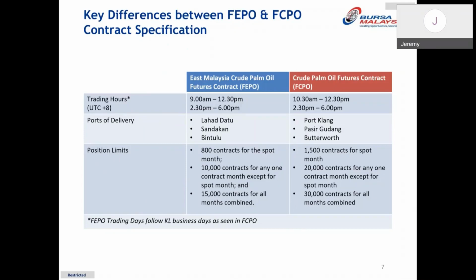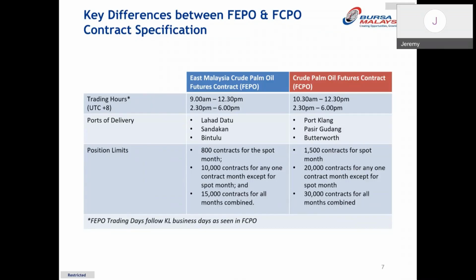While on the other hand, for FCPO it is Port Klang, Pasir Gudang, and Butterworth. So for position limits, as you can see, the difference between FCPO and FEPO is that the numbers are slightly smaller for FEPO. It's because it's kind of a new contract itself. So that's why we set a smaller position limit for people to hold.